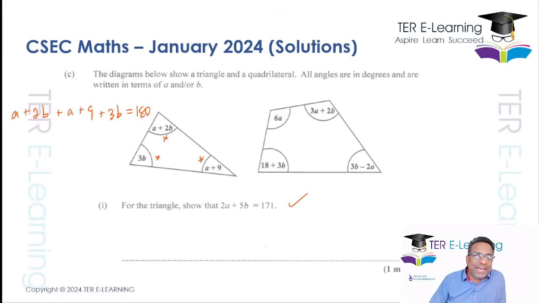Now let's add all the A's together. So A plus A, you're going to get 2A. All the B's here, we're going to get 5B. And I'm going to put all the numbers on the right hand side. So this is going to be 180 minus 9. So therefore 2A plus 5B is equal to 171. So that is what we had to prove, and 1 mark for that.